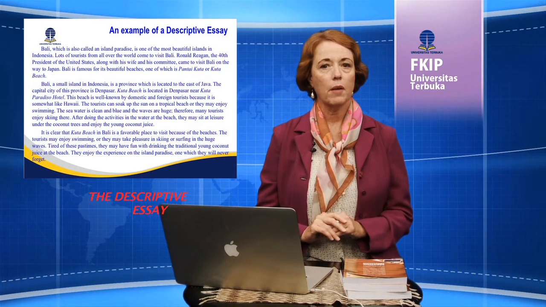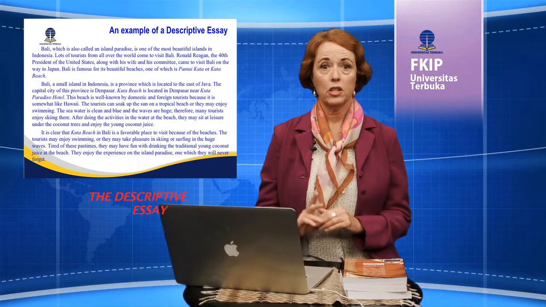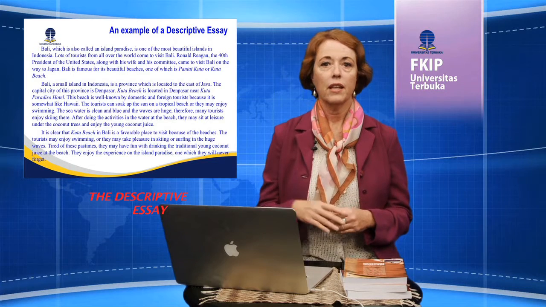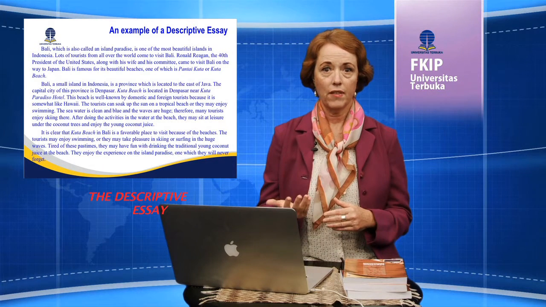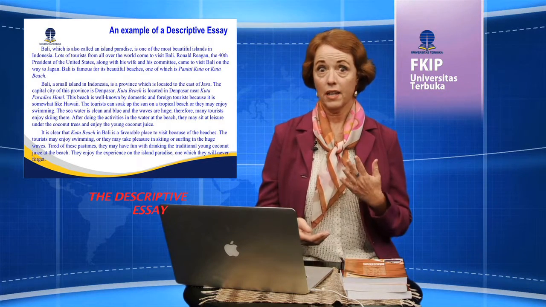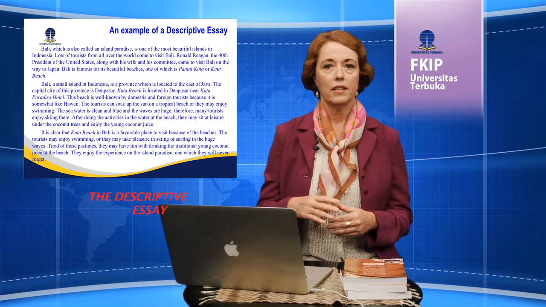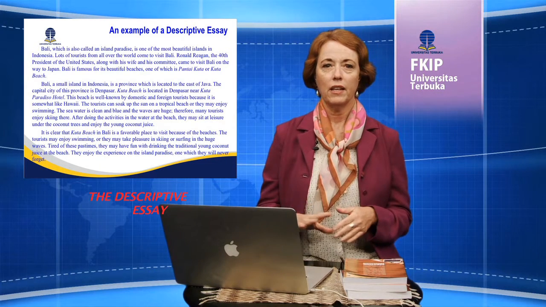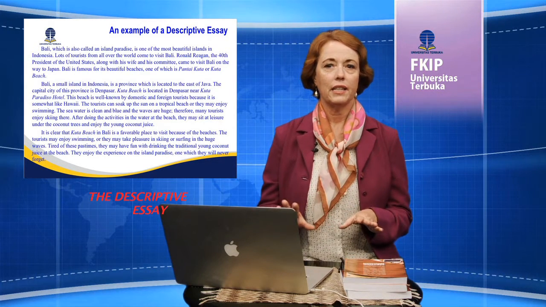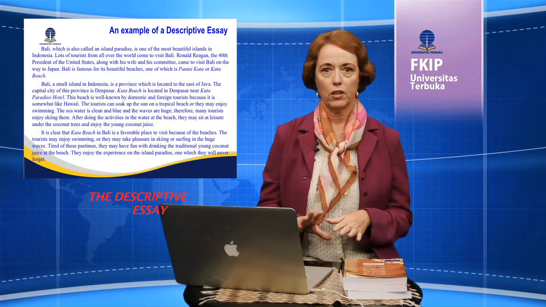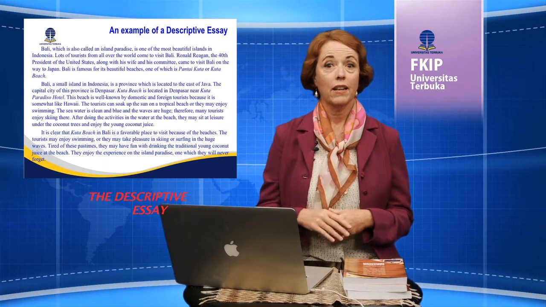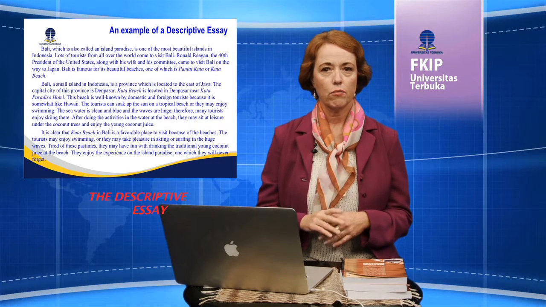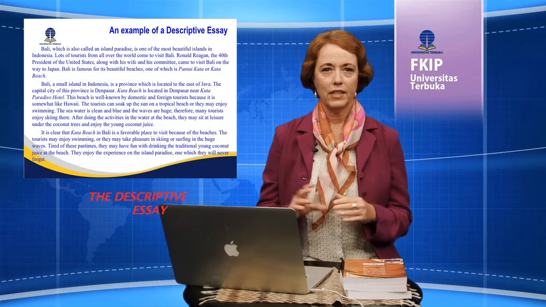The writer describes a place, Kuta Beach in Bali. The writer uses sensory language, the language which appeals to the 5 senses. For example, sight. The tourists can soak up the sun on a tropical beach, or they may enjoy swimming. The seawater is clean and blue and the waves are huge. Taste. They enjoy the young coconut juice. The writer uses rich, vivid and lively details.